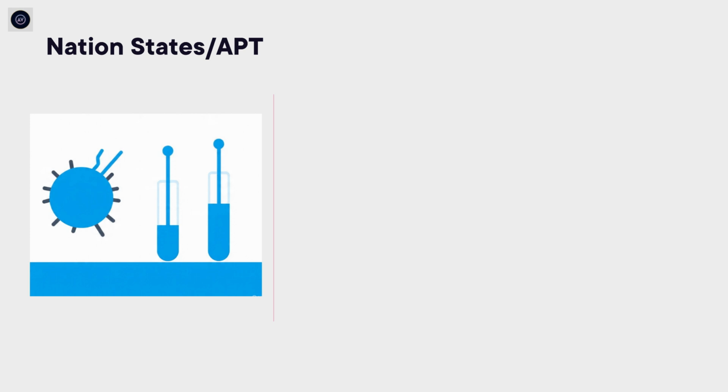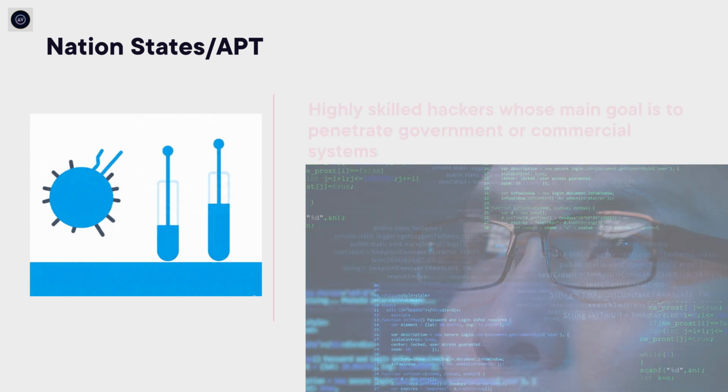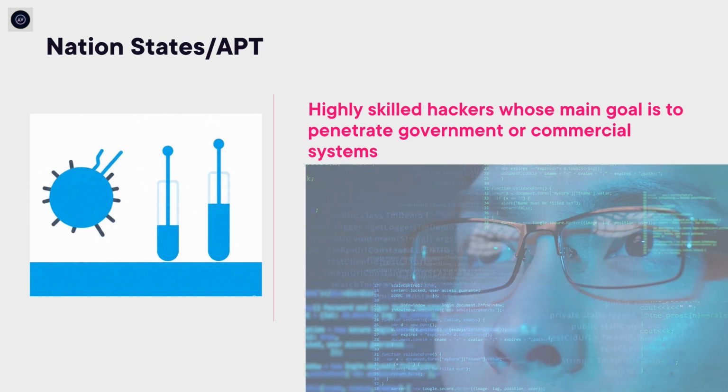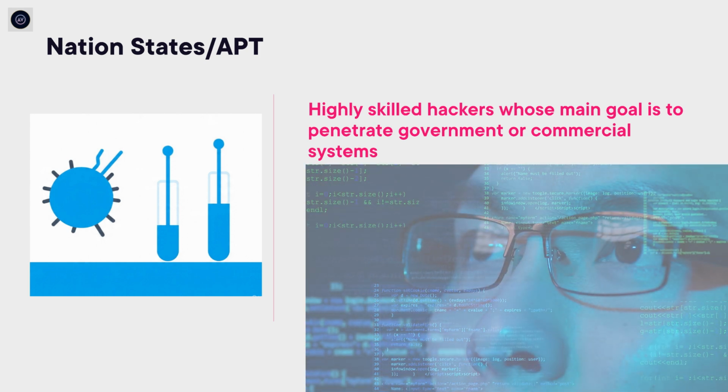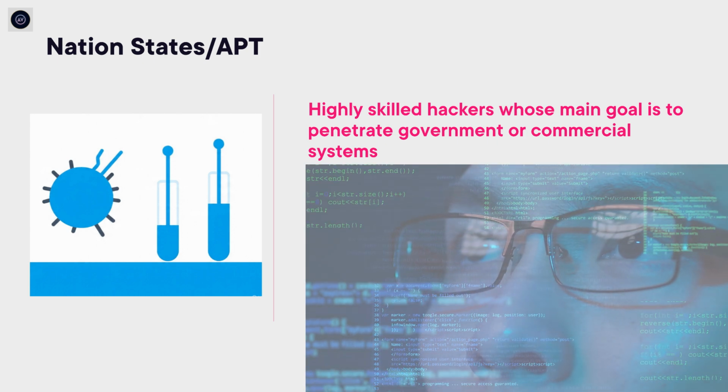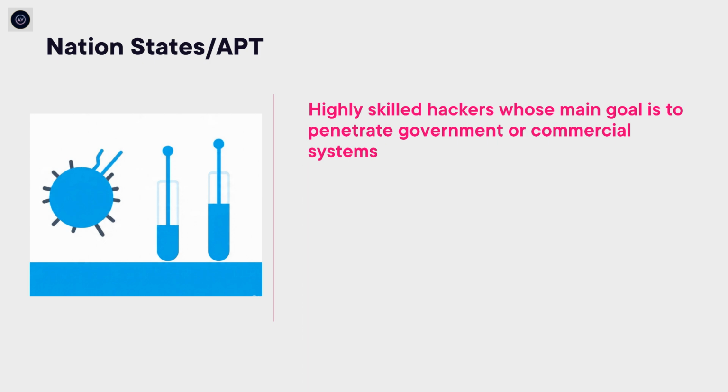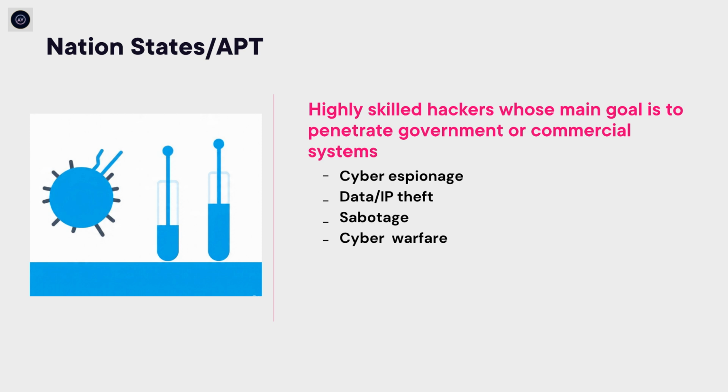Starting with nation-state actors, also known as advanced persistent threats or APTs. These are some of the most dangerous threat actors out there. They're highly skilled, extremely well-funded, and often work on behalf of a government. Their targets: government agencies, defense contractors, critical infrastructure, and large corporations. Their mission could be cyber espionage, intellectual property theft, sabotage, or even full-scale cyber warfare.